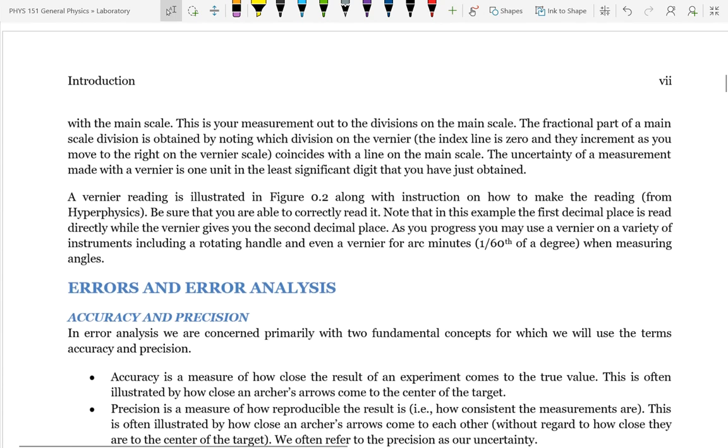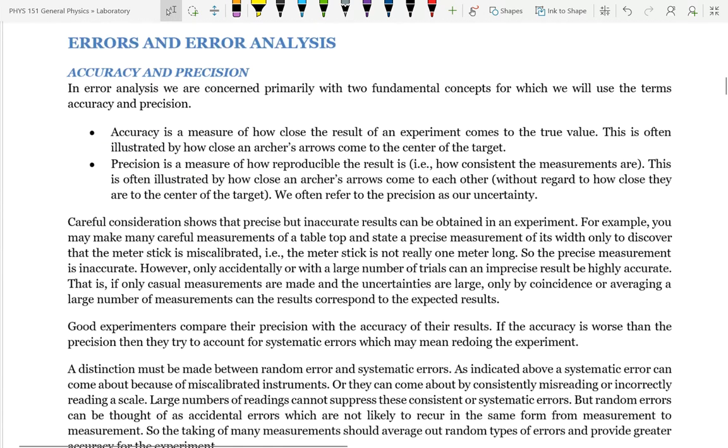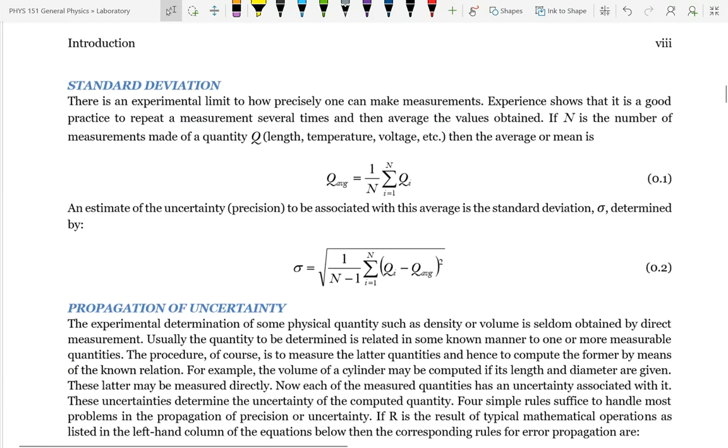Okay, then we get to errors. So discussion of accuracy and precision, I don't need to go over that. How do we keep track of errors? If you want to be careful, you keep track of errors by looking at the percentage of error in this and the percentage of error in this.